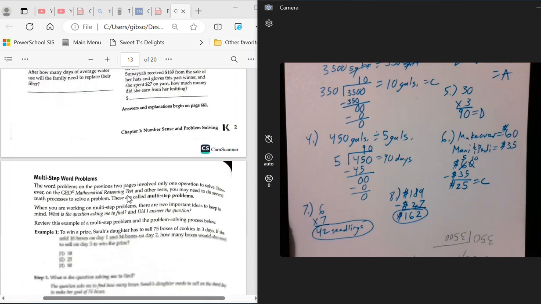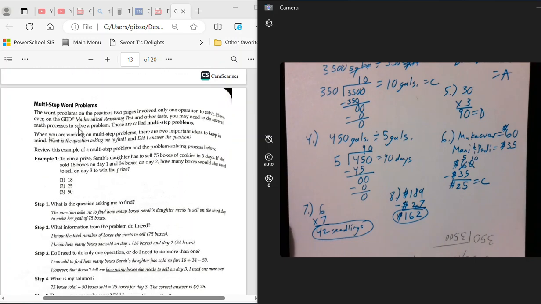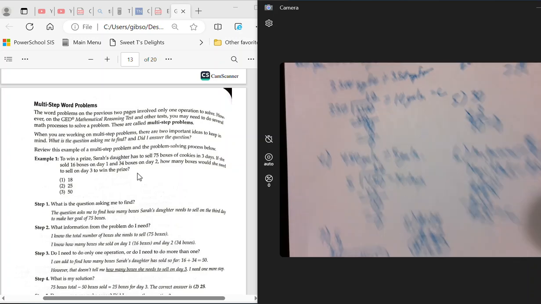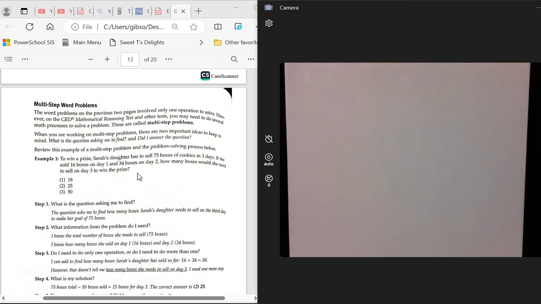Okay, now I'm going to scroll down here to where it says multi-step word problem. So basically, we still will follow some of the same principles, but in these problems, you have more than one step, which typically means a lot of times that you will have more than one operation, but not necessarily. So it says the word problems on the previous 2 pages involved only one operation to solve. However, on the GED mathematical reasoning test and other tests, you may need to do several math processes to solve a problem. These are called multi-step problems.